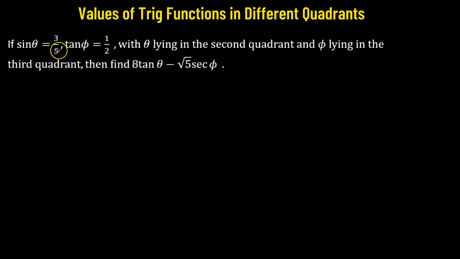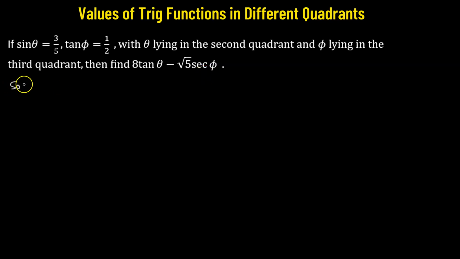In this problem, we are provided with the value of sine theta, which is positive 3/5, and theta is lying in the second quadrant. Then we have tangent of phi given by 1/2, where phi is lying in the third quadrant. So using these two trigonometric values, we need to find the value of 8 tangent of theta minus square root of 5 times secant of phi.